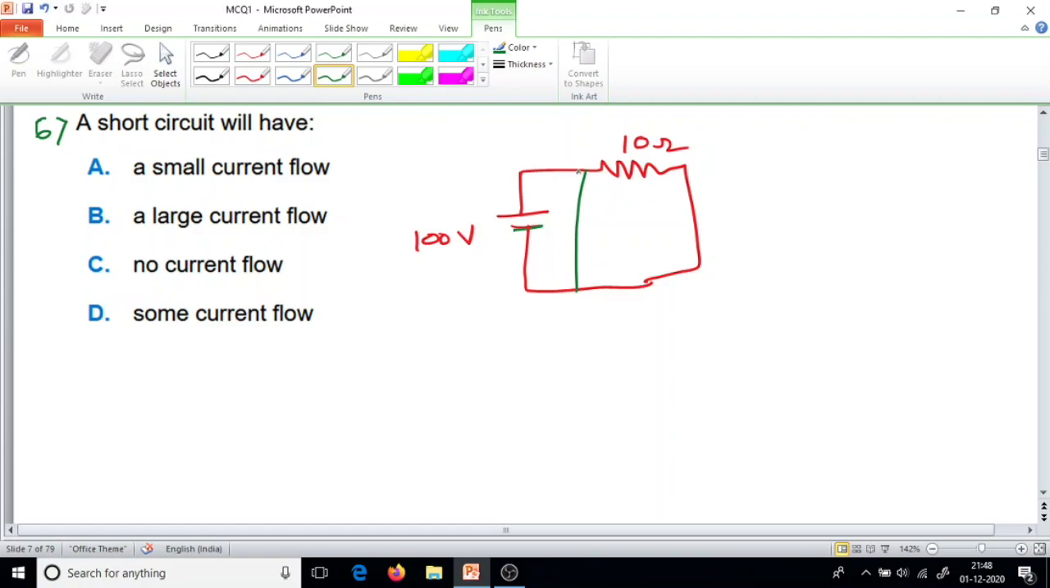So during the short circuit, current will be maximum. At short circuit, current will be I short circuit. In a short circuit, I will be max. So a short circuit will have a large current flow.